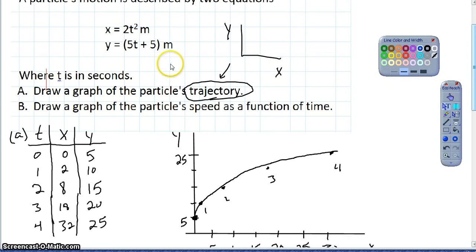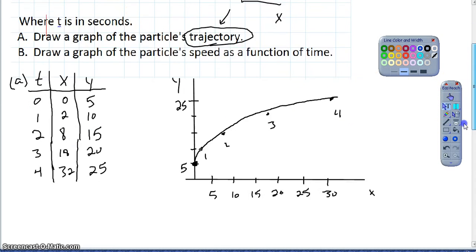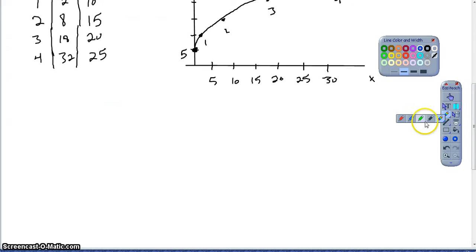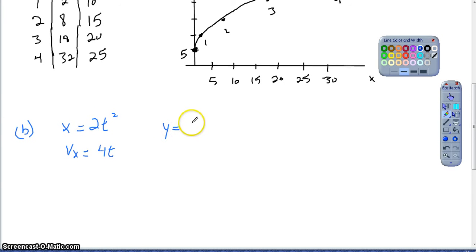Okay, so all we're going to do for this is take those two functions and find the velocity functions that go with them. Basically I'm just going to find the derivative of them. My x position function was 2t squared, so my velocity function would be 4t. Just doing the derivative. My position function for y was 5t plus 5.